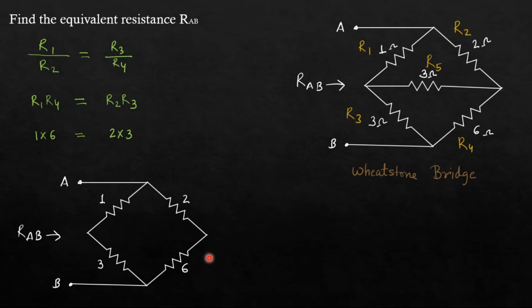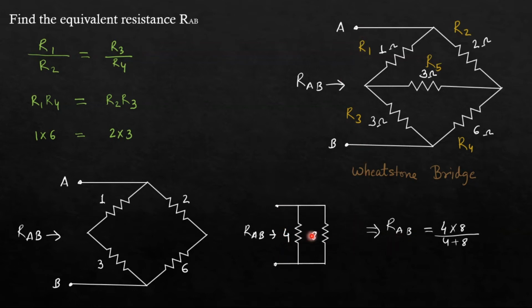Now if you further simplify this, it will come out to be 3 plus 1 is equal to 4 and 2 plus 6 is equal to 8. Now see here, these two are in parallel. So R equivalent at the terminal AB is equal to 4 into 8 divided by 4 plus 8. That is the formula for parallel connection. So it will come out to be 32 by 12, which is 8 by 3 ohms.